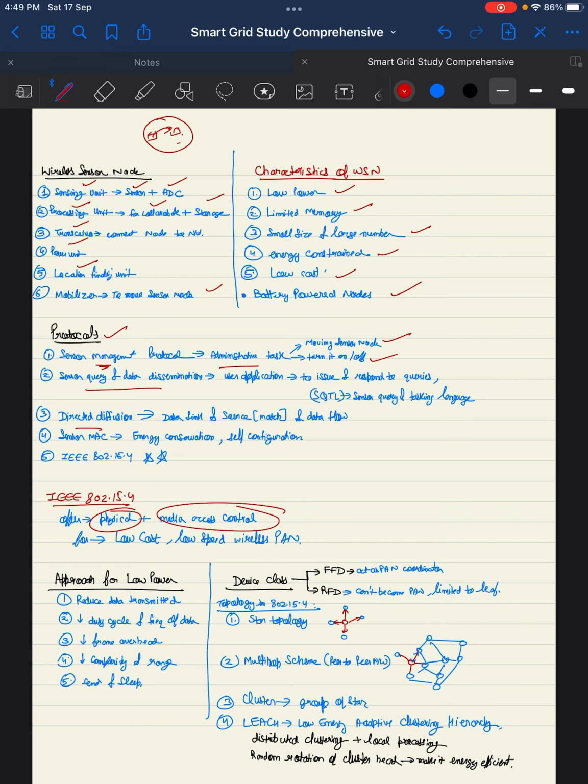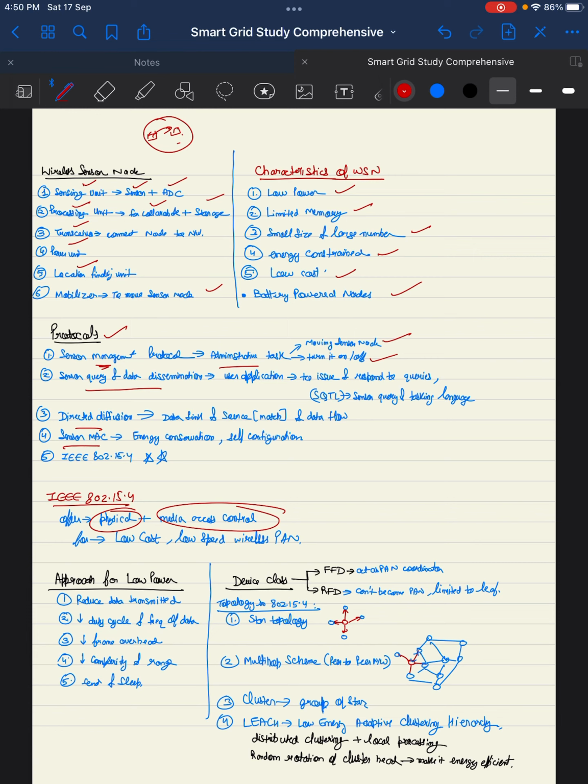Then comes directed diffusion. It is a method of data dissemination in distributed sensing scenarios. Data generated by the sensor nodes is identified by attribute-value pairs, and the sink node that requires the data sends out interests into the network saying that it wants to receive the data. The data generated by the source node that matches these interests flows towards the sink, and intermediate nodes are capable of caching and transforming the data. That is directed diffusion.